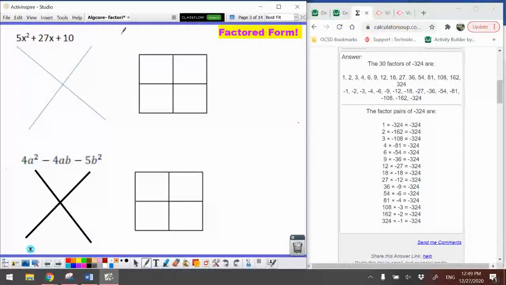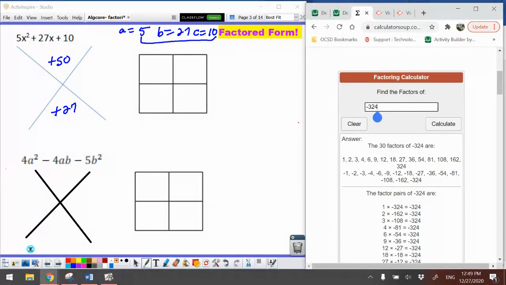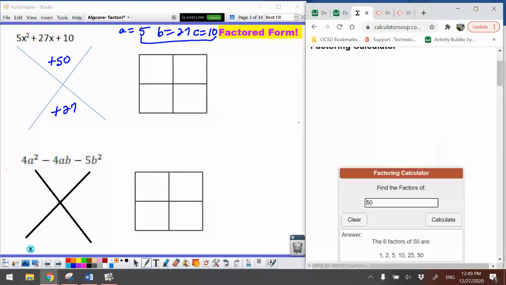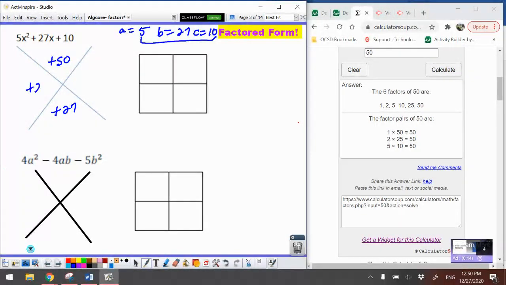So let's think about what we have here. A is 5, b is 27, and c is 10. So when I multiply 5 times 10, that gives me a positive 50 and a positive 27. Well, that one's pretty easy. If I think about the factors of 50, there's only 3. There's 1 and 50, 2 and 25, 5 and 10. So the ones that are going to work are a positive 25 and a positive 2.